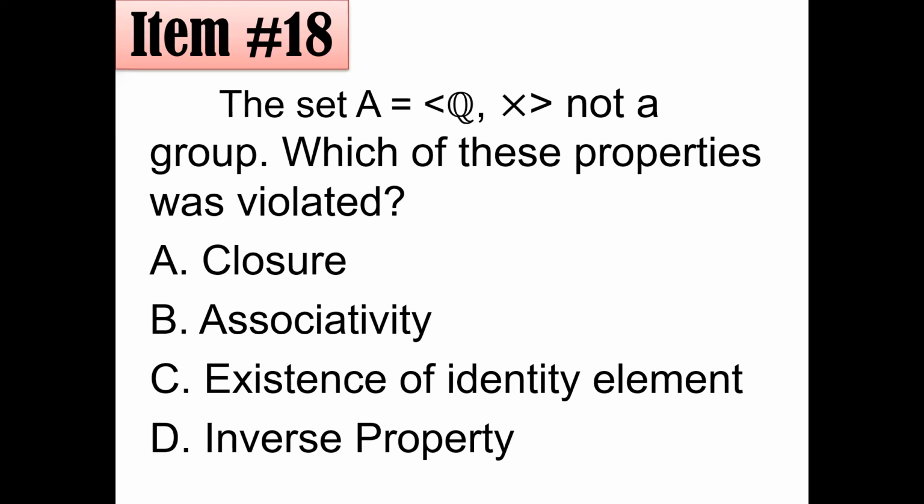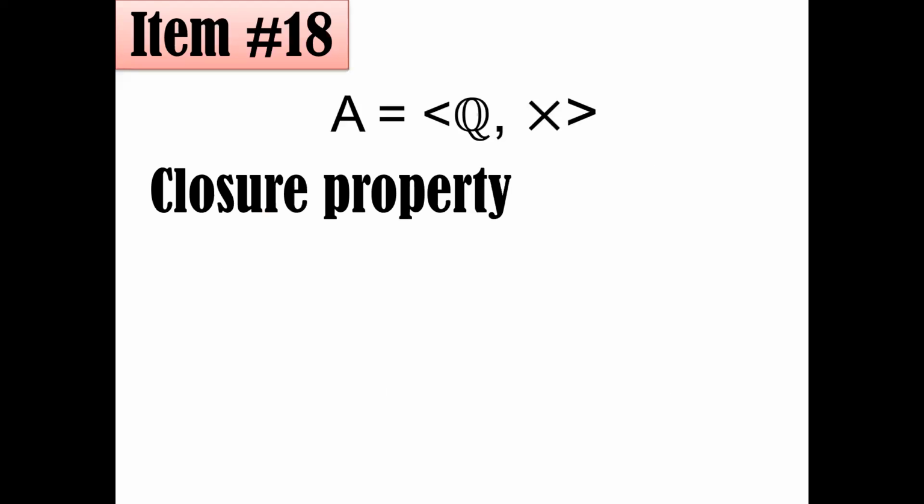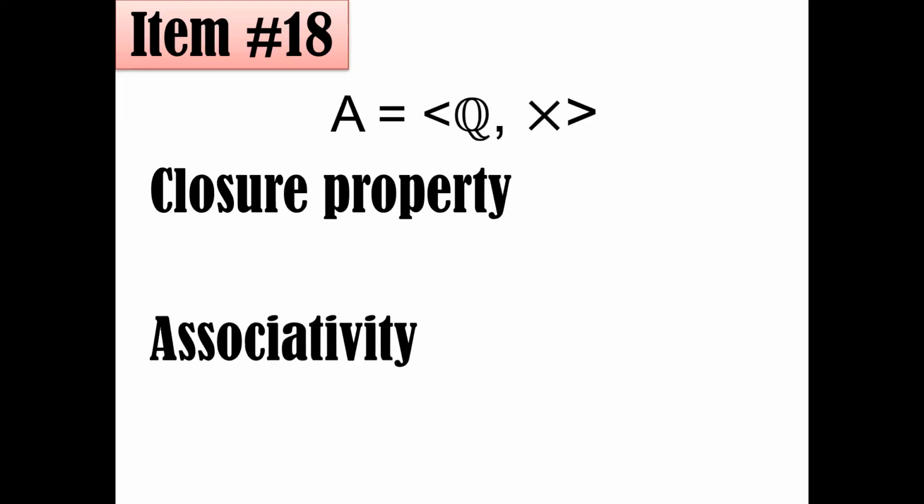Okay? So the correct answer here is, actually closure property is satisfied. Bakit? If you multiply any two rational numbers, the answer is always rational. So closure property po ay satisfied. Kasi kahit anong rational numbers, yung i-multiply mo, rational number talaga yung makukuha mo. So nasatisfy po yung closure property.